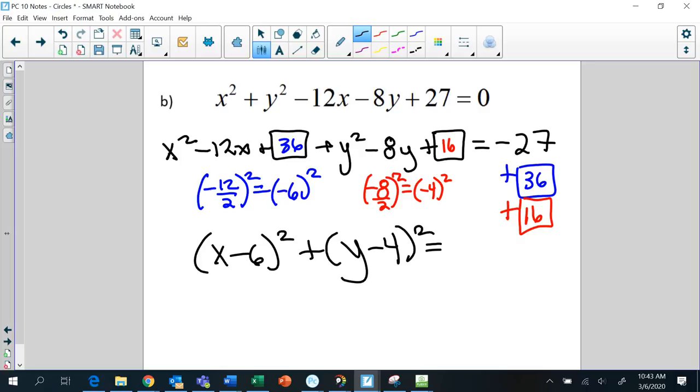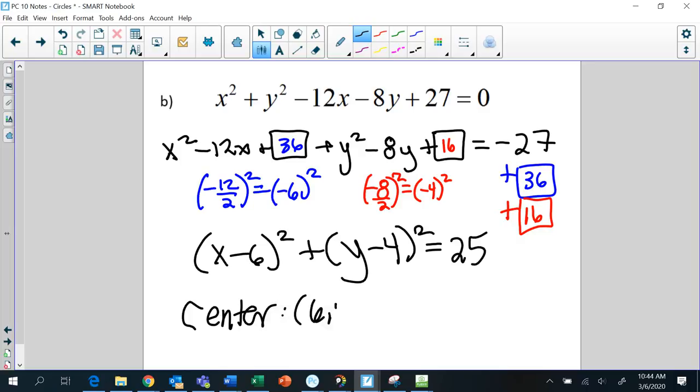What is it? 79? Oh, it's -27. You guys got 25? What would happen if it was a -79? You said 79, but what would happen if it was a -79? Would we have a circle? No. What would happen if it was a 79? We would. It just wouldn't have a nice, easy radius to graph.